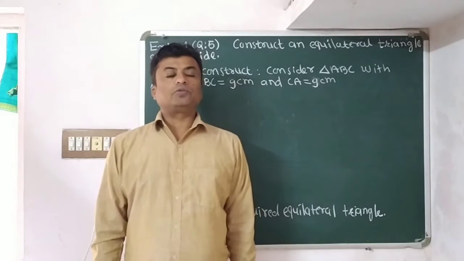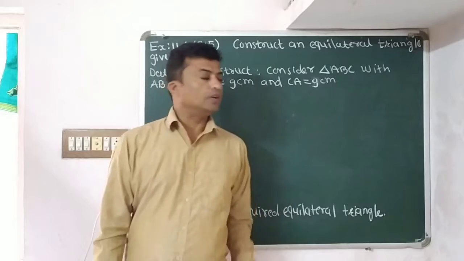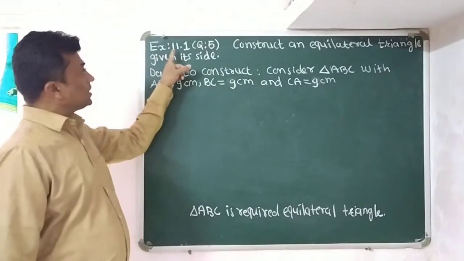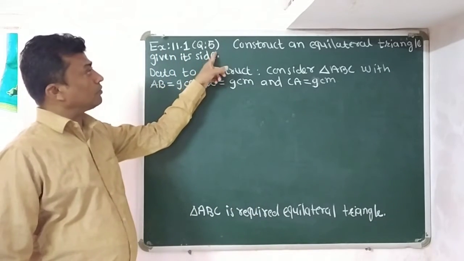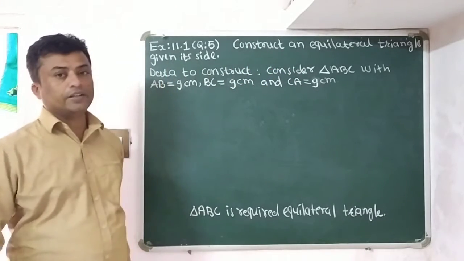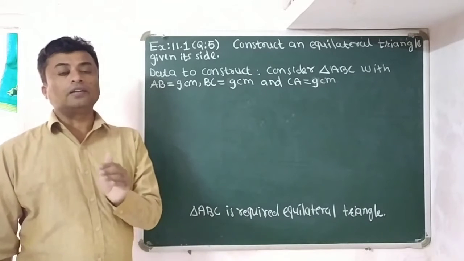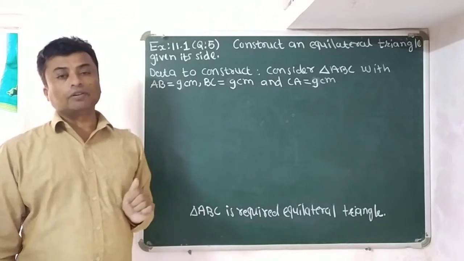Good morning students. Today we will discuss exercise 11.1 question number 5. Construct an equilateral triangle given its side. Here we have to construct an equilateral triangle whose sides are given to us.